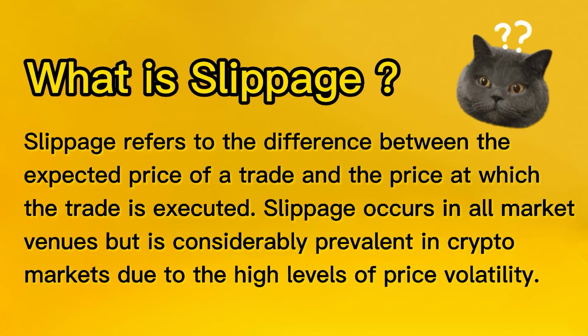So, what is slippage? Slippage refers to the difference between the expected price of a trade and the price at which the trade is executed. Slippage occurs in all market venues but is considerably prevalent in crypto markets due to the high levels of price volatility. There are two types of slippages, positive and negative.